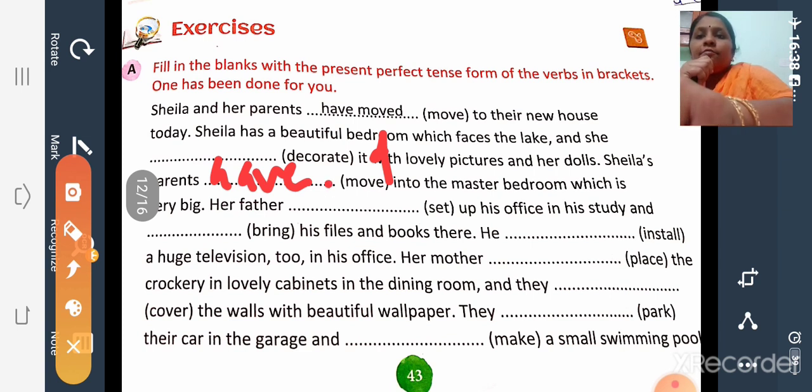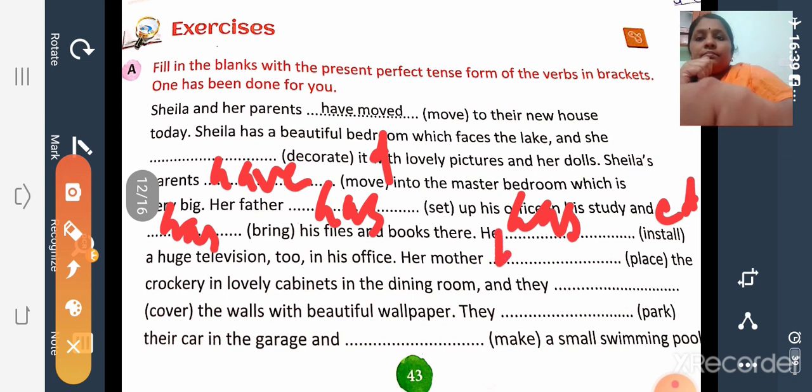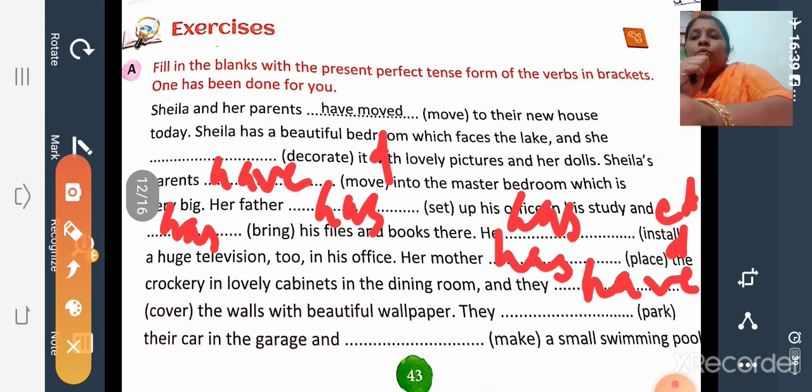her father സിംഗുലർ ആണ്. സോ ഹാസ് സെറ്റ് തന്നെയാണ്. സെറ്റ് 3 ഫോംസും സെറ്റ് ചെയ്യണം. സോ ഹാസ് സെറ്റ് അപ്പ് ഹിസ് ഓഫീസ് ഇൻ ഹിസ് സ്റ്റഡി ആൻഡ് ഹാസ് ബ്രോട്ട് ബ്രോട്ട് ആണ് ഇവിടെ അവരുടെ BROUGHT ബ്രോട്ട് ഹിസ് ഫയൽസ് ആൻഡ് ബുക്സ് ദെയർ. ഹീ ഹാസ് ഇൻസ്റ്റാൾഡ് ഡിയും കൂടെ ചേർക്കുമ്പോൾ v3 ആയി. ഹി ഹാസ് ഇൻസ്റ്റാൾഡ് എ ഹ്യൂജ് ടെലിവിഷൻ ടു ഇൻ ഹിസ് ഓഫീസ്. ഹർ മദർ ഹാസ് പ്ലേസ്ഡ് ഒരു ഡി ആഡ് ചെയ്യണം. പ്ലേസ്ഡ് ദ ക്രോക്കറി ഇൻ ലവ്ലി ക്യാബിനറ്റ്സ് ഇൻ ദ ഡൈനിങ് റൂം ആൻഡ് ദേ ഹാവ് കവേർഡ് പ്ലൂറൽ, സോ ഹാവ് then covered the walls with beautiful wallpaper.